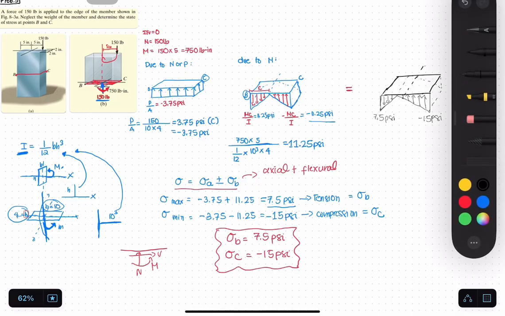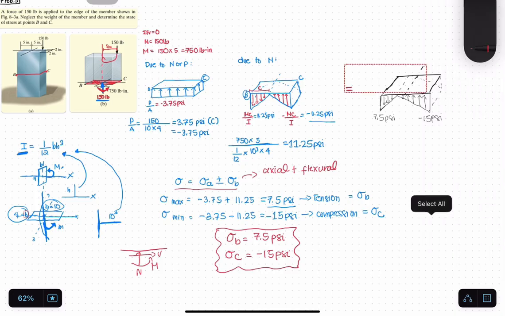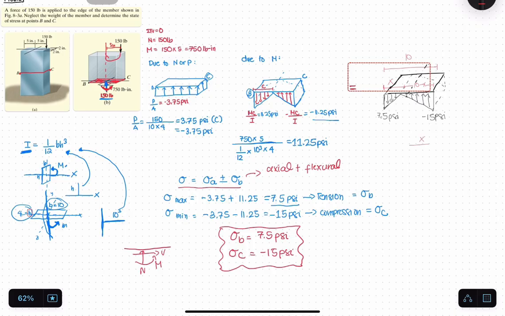Now, although hindi siya tinatanong, kung gusto natin kunin yung location kung saan 0 ang ating stress. So, let natin yan as x. And then, remember, this is 10. So, this is 10 minus x. So, by similar triangles, we have x over 7.5 equals 10 minus x over 15. So, you have 15x equals to 75 minus 7.5x. So, 15 plus 7.5 x equals to 75. So, x natin is 75 over 15 plus 7.5.